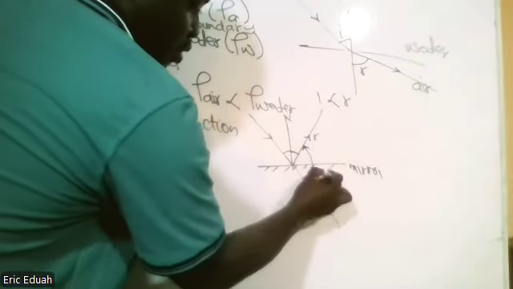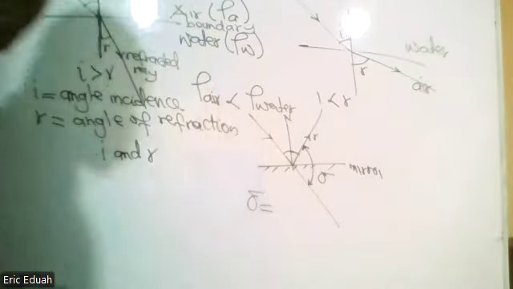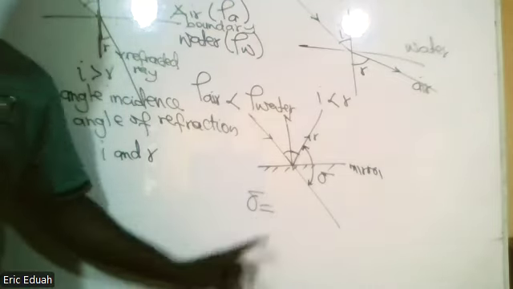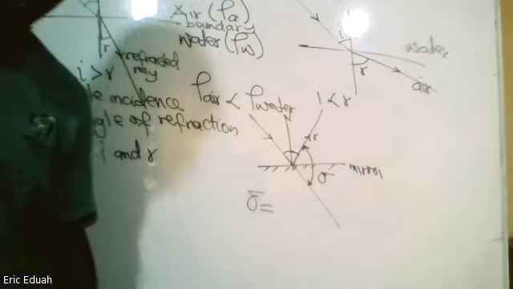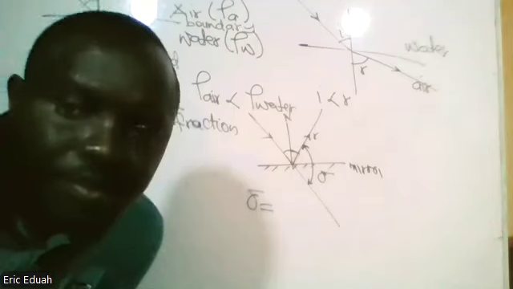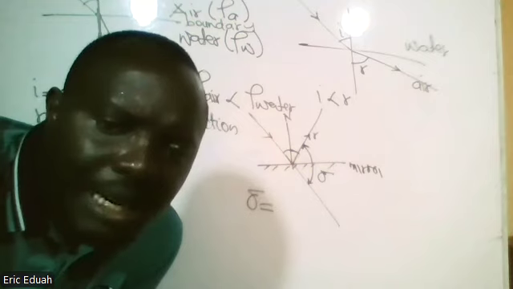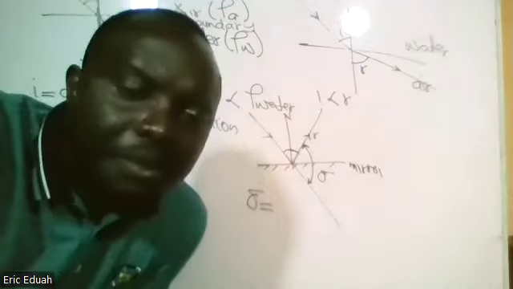Under mirrors, we saw that the angle of deviation sigma is equal to, yes, what is the expression for the angle of deviation in mirrors? We are recapping, so somebody should quickly tell me. What expression did we make for the angle of deviation in mirrors? Anybody?